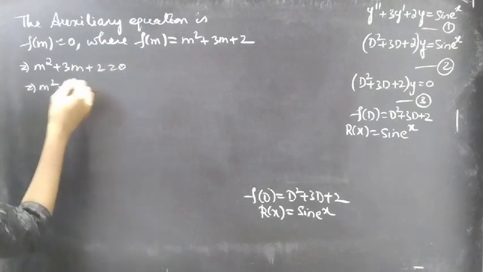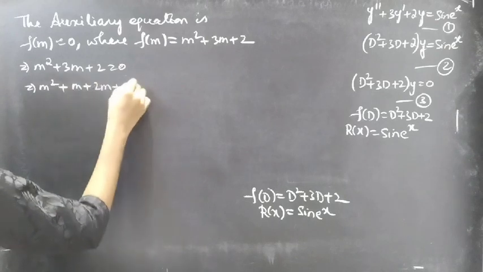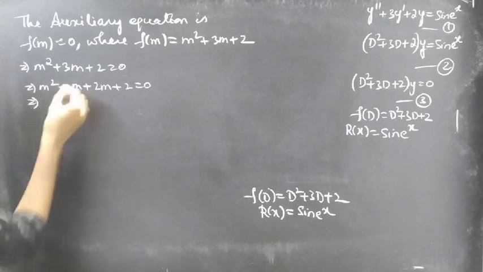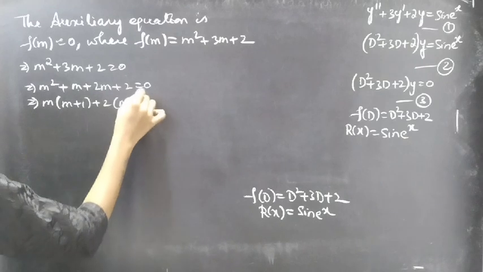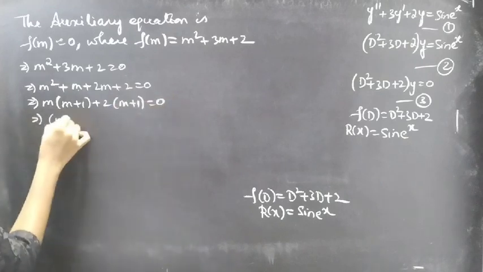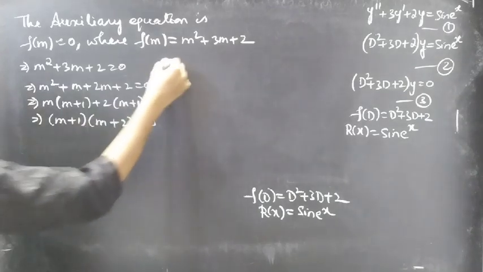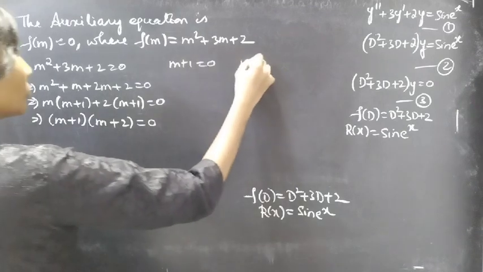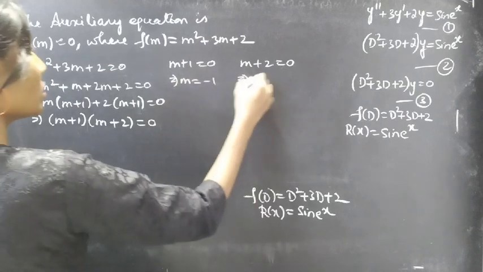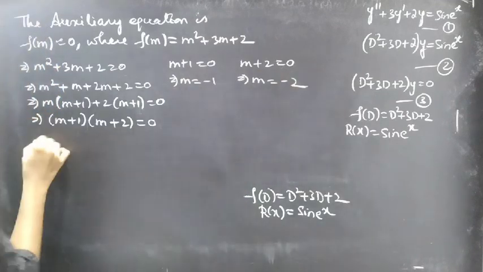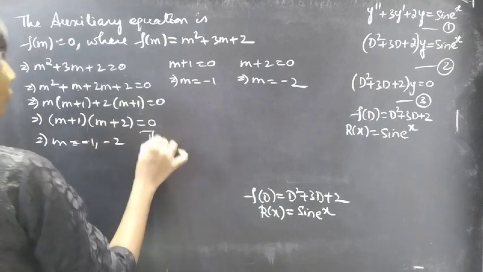Now we need to find roots of this equation, so we'll split 3m as m plus 2m: m square plus m plus 2m plus 2 equals 0. From this we'll take m common from the first two terms, we'll get m times (m plus 1), and take 2 common from the next two terms, we'll get 2 times (m plus 1) equal to 0. Now take (m plus 1) common, we'll get (m plus 1) into (m plus 2) equals 0. Now equate each factor to 0. From m plus 1 equals 0, we'll get m equal to minus 1. From m plus 2 equals 0, we'll get m equal to minus 2. Then the roots are m equal to minus 1, minus 2, which are real and distinct.